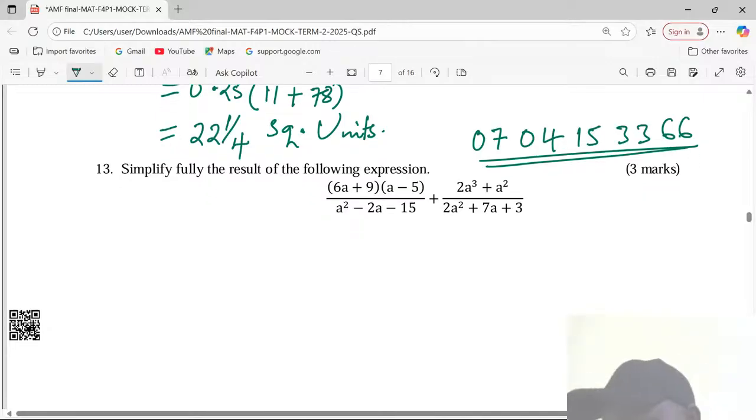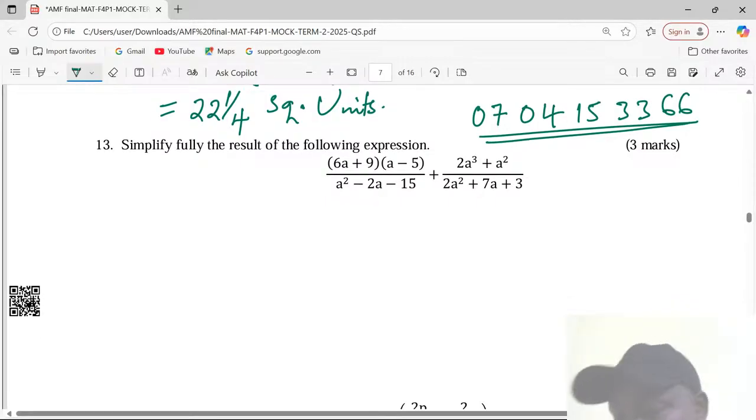Number 13. Let's again focus on this one. Let's pay attention to this one. Simplify fully the result of the following expression: 6a plus 9 into a minus 5 divided by a squared minus 2a minus 15, then plus 2a power 3 plus a squared divided by 2a squared plus 7a plus 3.